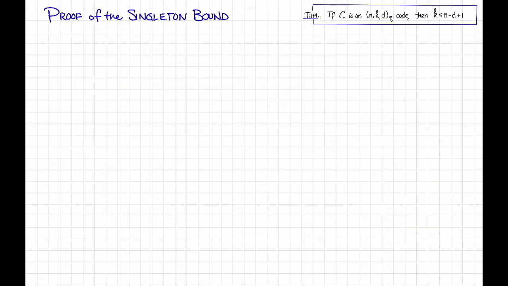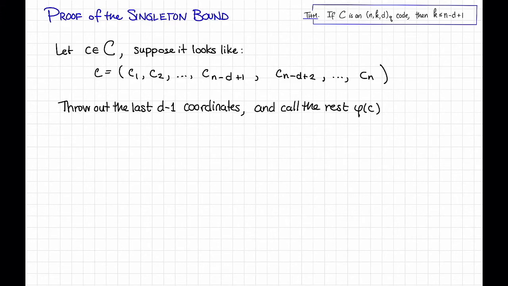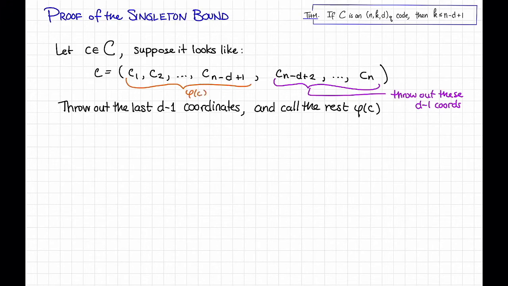Let's prove the Singleton bound. I copied it over here so you can look at it. First, let's consider a codeword c in our (n, k, d)_q code. And suppose it looks like this. That is, c is a vector of length n, and I've just written out the coordinates. Now what we're going to do is throw out the last d-1 coordinates. So these d-1 coordinates, let's throw these out. And this front part, let's call this phi of c.